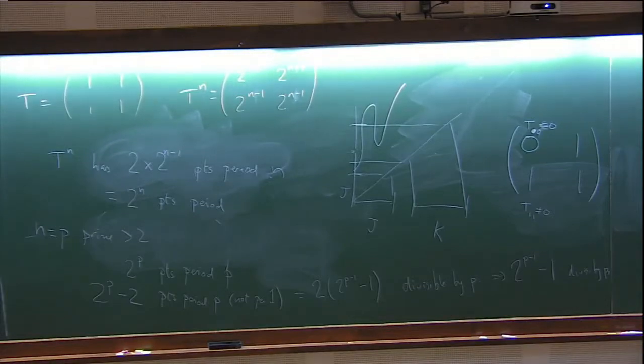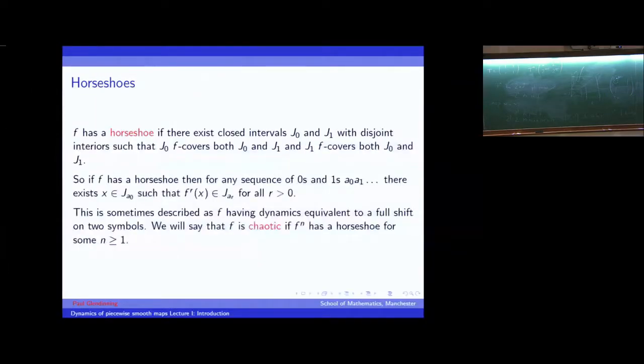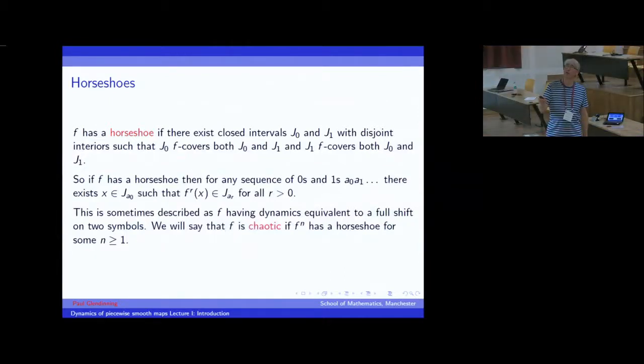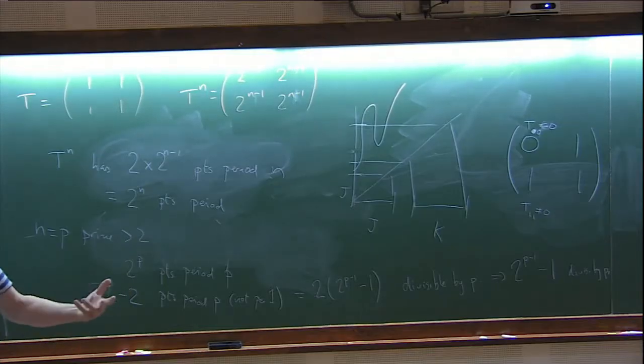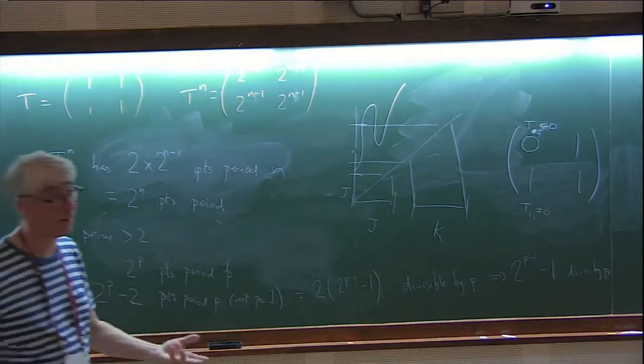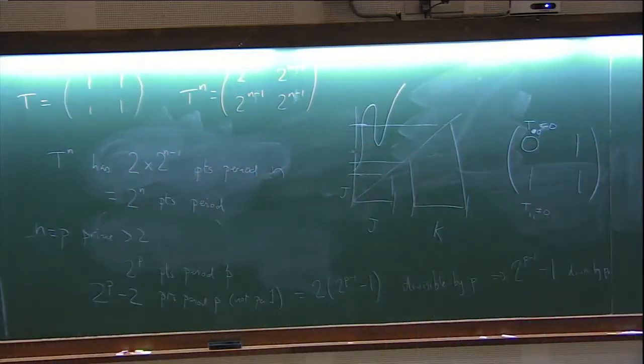So horseshoe. F has a horseshoe if there exist closed intervals J0 and J1 with disjoint interiors, such that J0 covers both J0 and J1, and J1 covers J0 and J1. So you have exactly the transition matrix I wrote down there. The first one covers both, the second one covers both. Okay, and that means the number of periodic points of period n grows like 2 to the n. So if you like, the growth rate of that number is log 2, which is the entropy of the map.